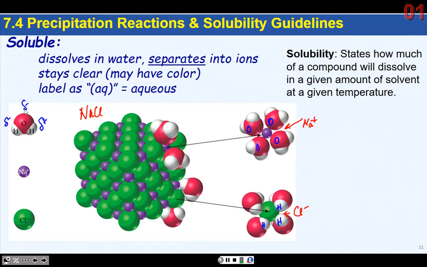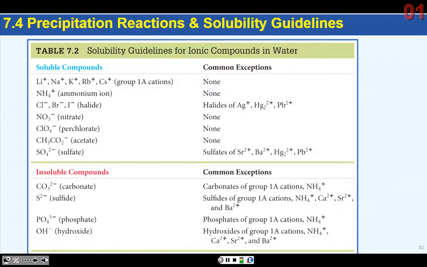Okay, so when you have something, you describe its solubility. This is a numerical value that tells you how much of a compound will dissolve in a given amount of solvent at a particular temperature. There is a table, and there are a variety of different ways these are represented, but this one's from the McMurry textbook that gives us some guidelines for when things are going to be soluble in water.